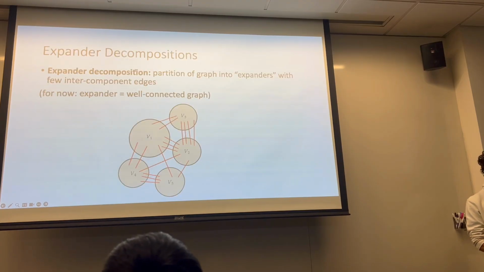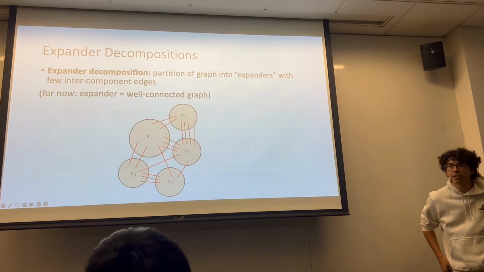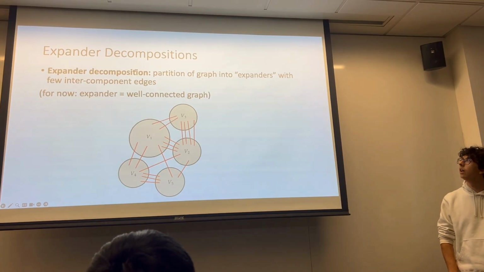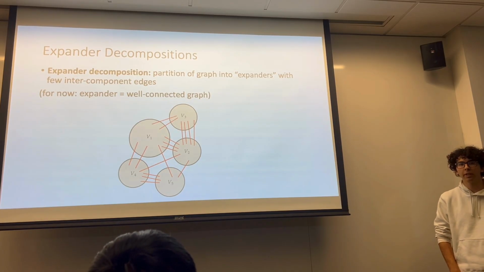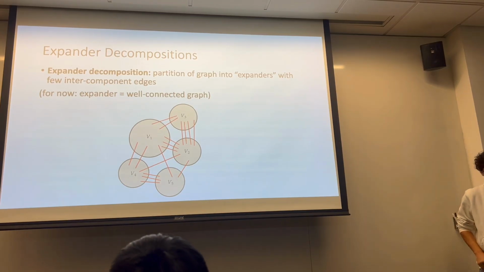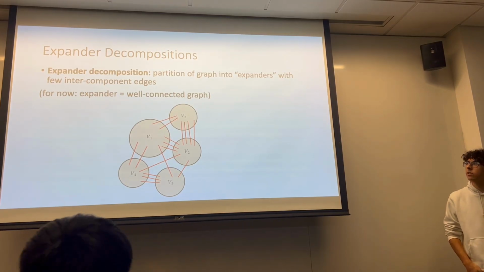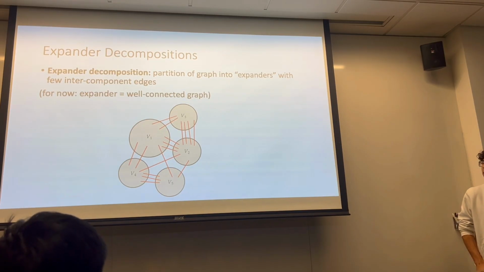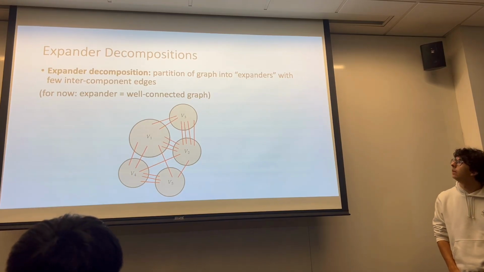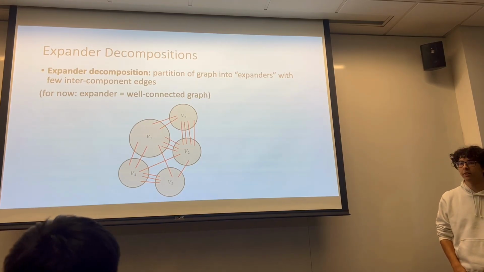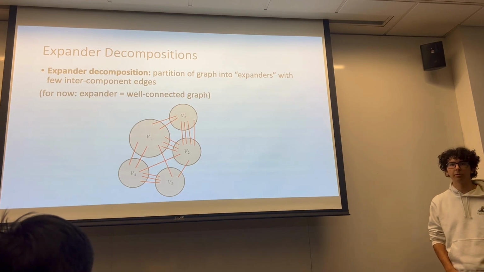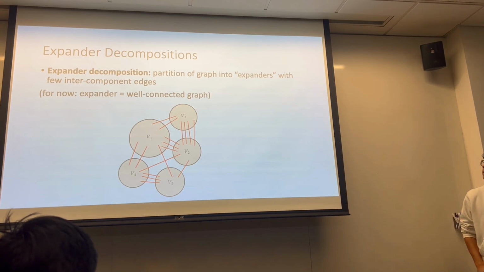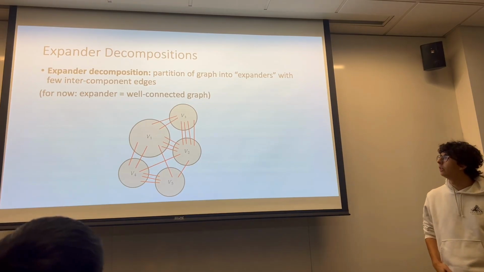Okay. So since this talk is about expander decompositions, I want to start by just saying informally what an expander decomposition is. An expander decomposition is just a partition of a graph into expanders where there's sort of few intercluster edges between them. For now, expanders are just well-connected graphs. I'll formally define this later. And here's a picture of an expander decomposition.